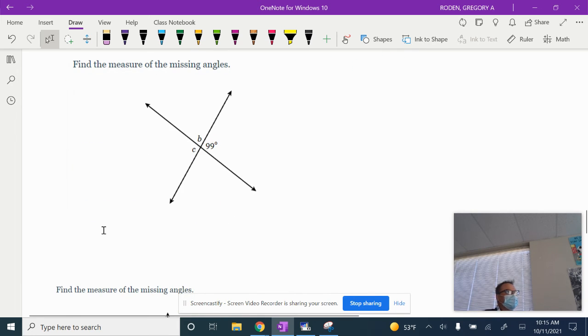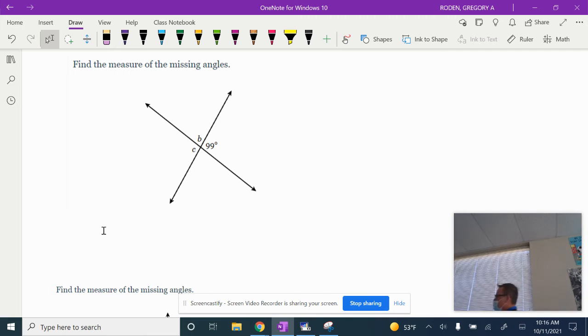All right, the next one. On this one, we want to figure out the measure of angle B and the measure of angle C. So draw this out. This is a really good one. We haven't done a lot with this yet. We want to find the measure of angle B and the measure of angle C.